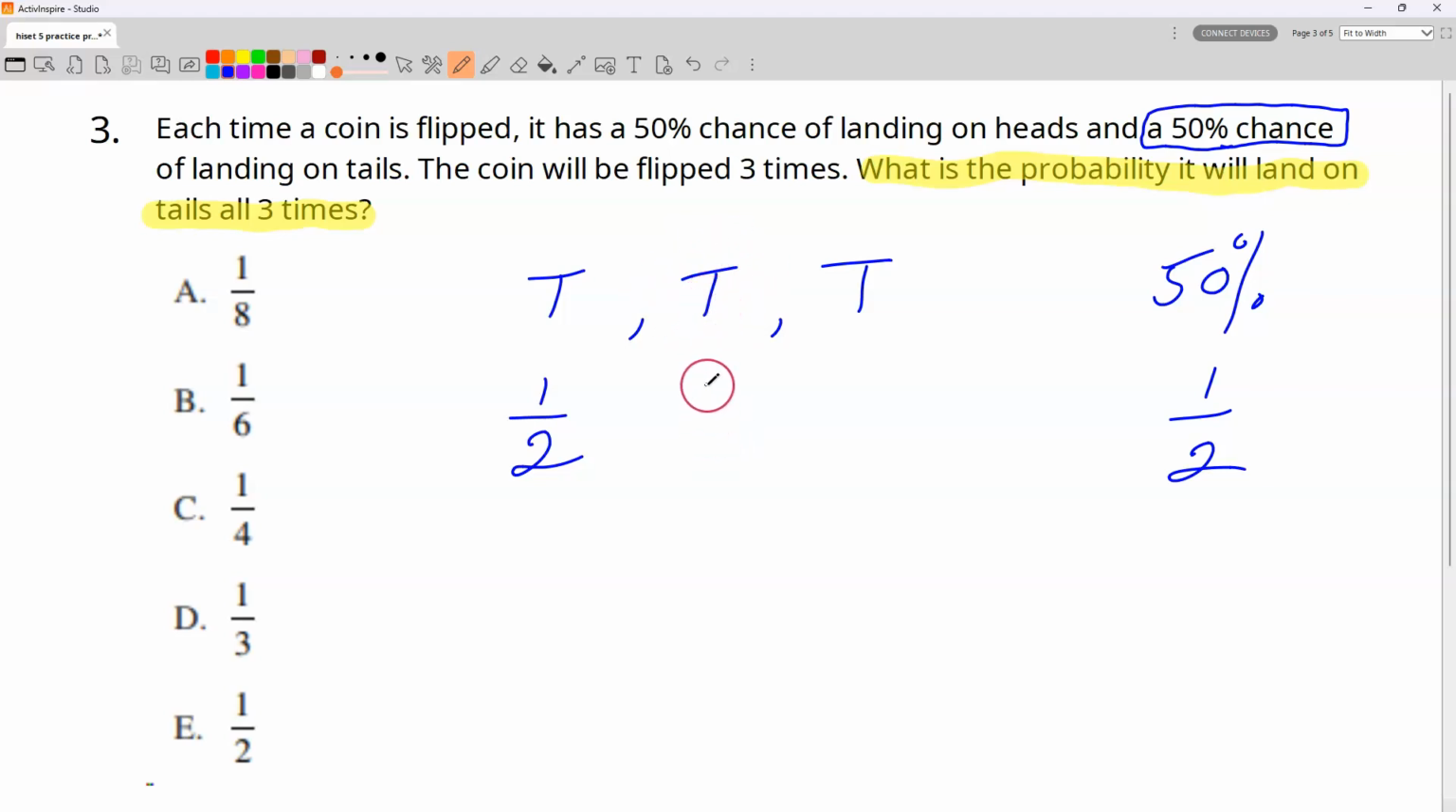Then to land on tails again, I'm flipping a coin. It's heads or tails. It's a 50% chance. And then again, to land on tails, it's a 50% chance. That's the probability each time. And since they're dependent on each other, I multiply. So I'm basically just multiplying 1/2 times 1/2 times 1/2. Well, do you remember how to multiply fractions?